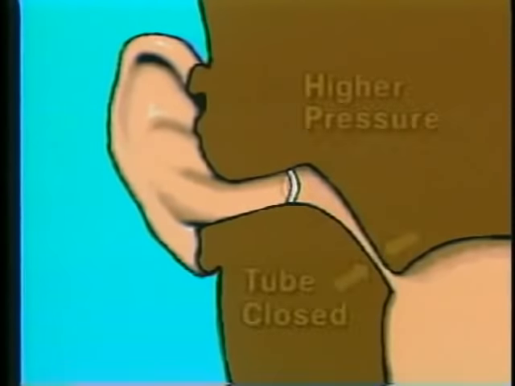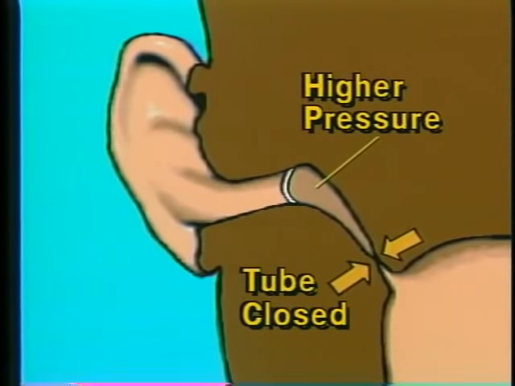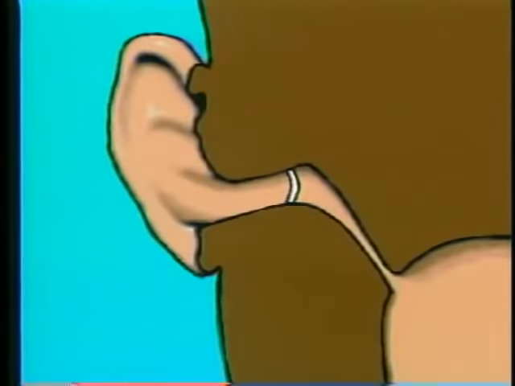If the eustachian tube is closed, the pressure in your middle ear will continue to build. You will experience pain and possibly a slight hearing loss as the eardrum bulges out toward the ear canal. Yawning is usually a good way to get relief. If this doesn't work, you might have to descend to a lower altitude. Now, let's take a look at what happens during a descent, where the opposite condition exists.